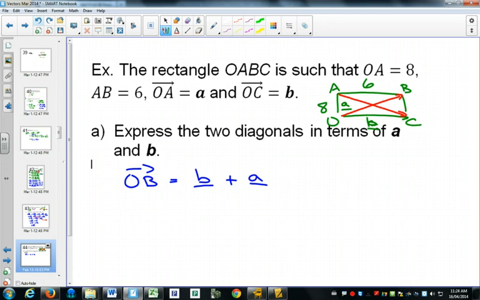And A to C is going to be the same as negative A plus B. Yeah, negative A plus B, underline them.